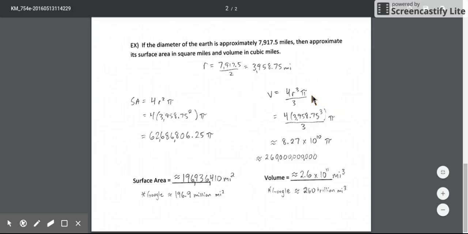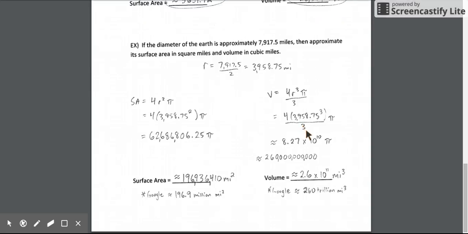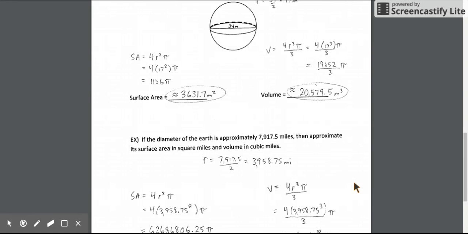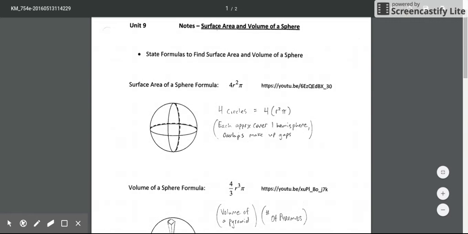To find the volume, we're going to cube that radius, multiply by 4, divide by 3, and we get an even larger value. So large that our calculator gives it to us in scientific notation. If we take that number and multiply using our pi button, then we get about 260 trillion cubic miles. And you could write that number in scientific notation a little bit easier. So there you go. There's surface area and volume of a sphere. Good luck finding those values.